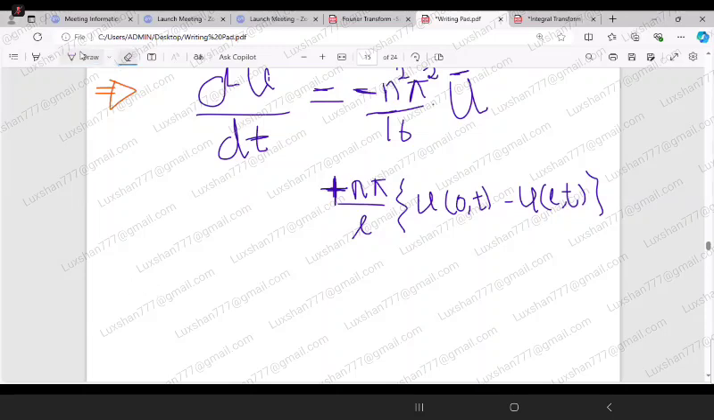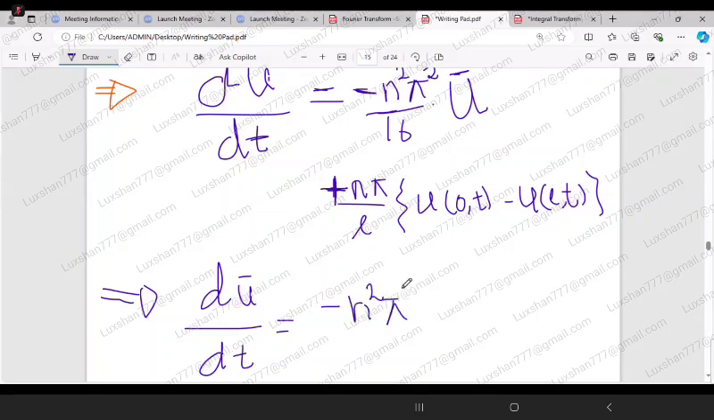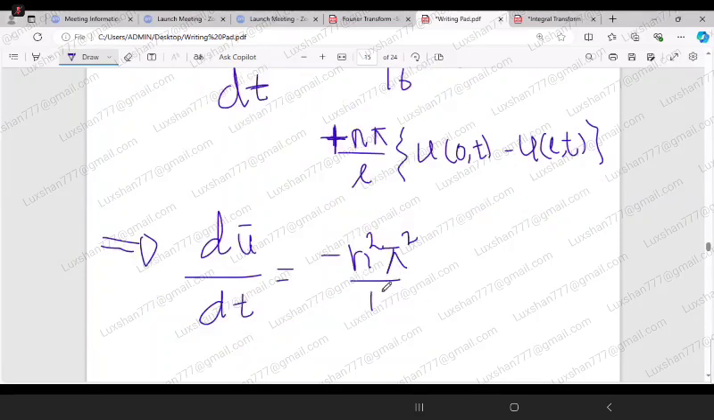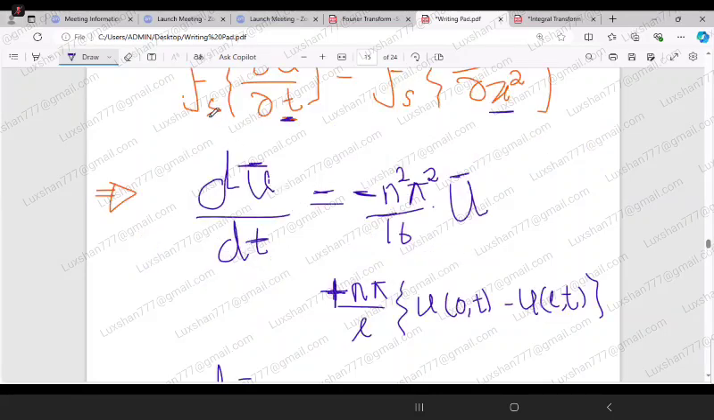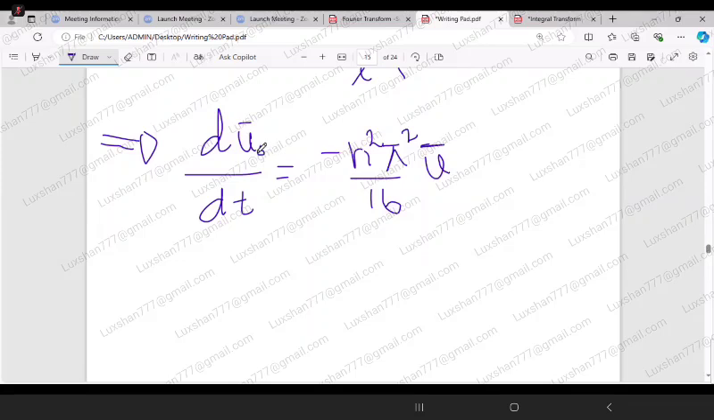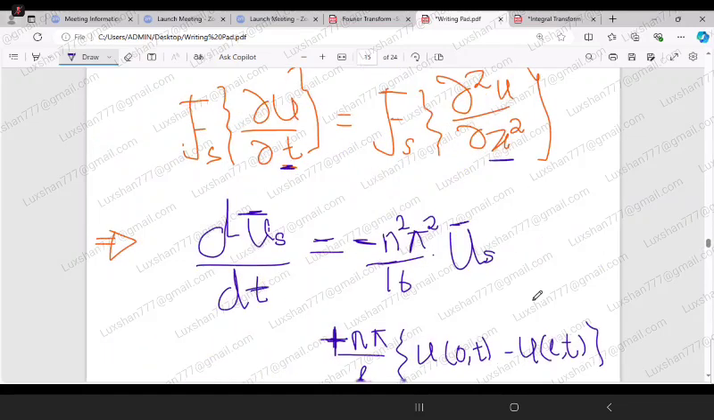So this implies d u bar over dt equal to minus n squared pi squared over 16. Sorry, actually we are taking the sine transform now, so you have to put s. You have to be careful with notations. So u bar s. So what is u bar s actually?